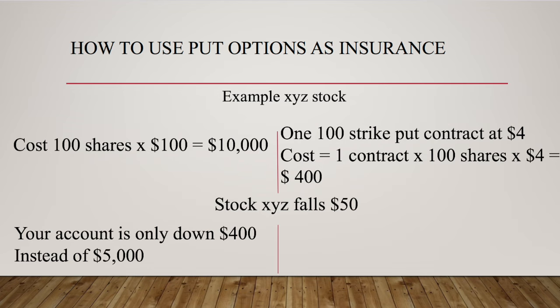So since you bought that put option, you're hedging your risk basically. Now, if stock XYZ falls $50, instead of losing $5,000, you're just going to lose $400, which was the initial investment just to insure your $10,000. That's pretty amazing and mind-blowing. And this is what professionals use to hedge their risk.